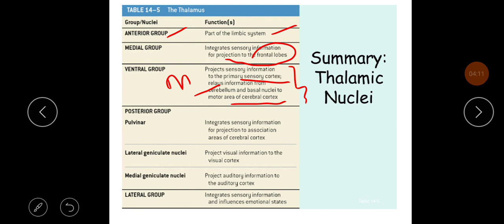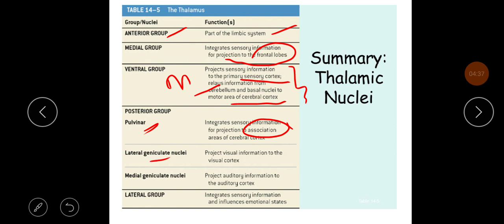The posterior group, the pulvinar nuclei, mainly integrate sensory information for projection to association areas. That is why they are useful in the integration of any sensory information with the motor information. So that is the function of the pulvinar nucleus, its integrating function.